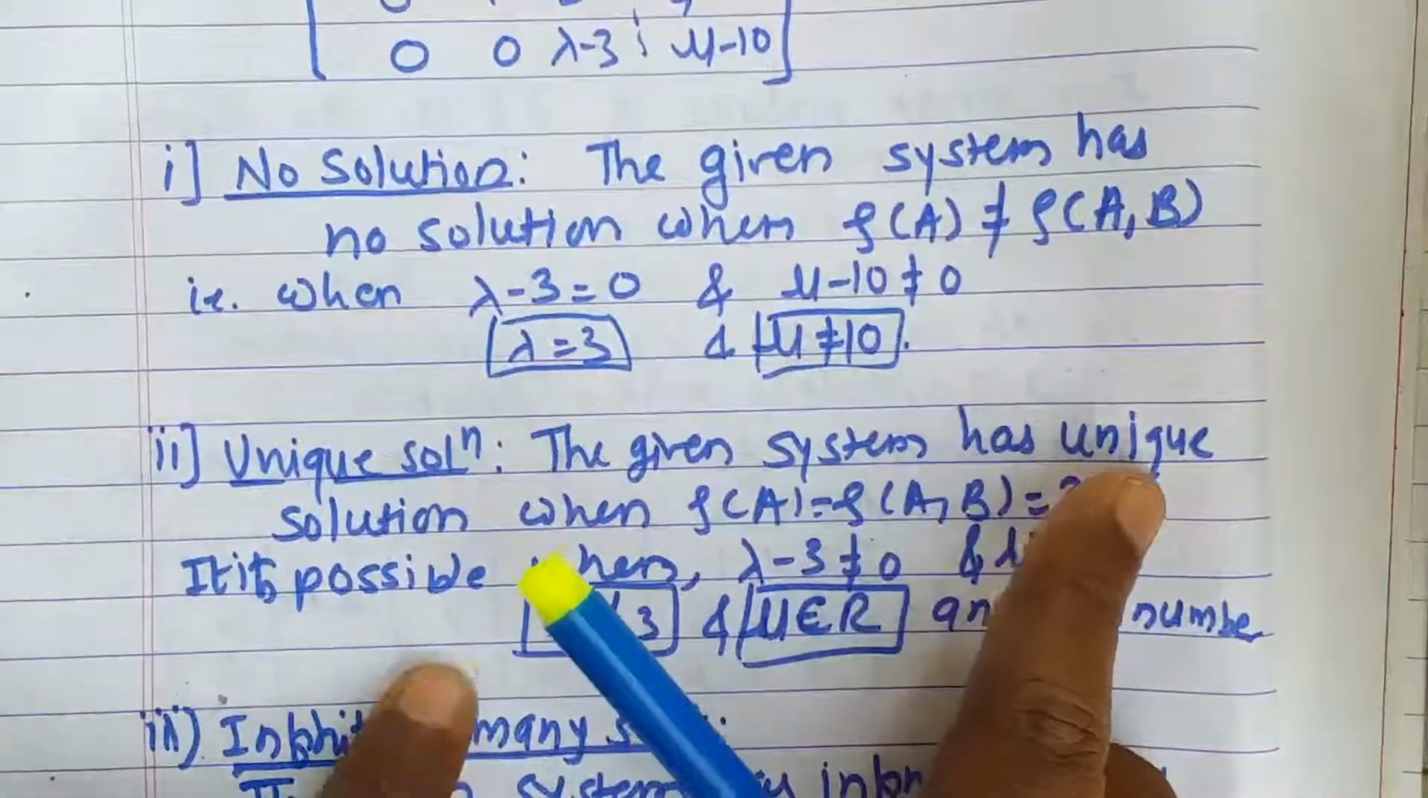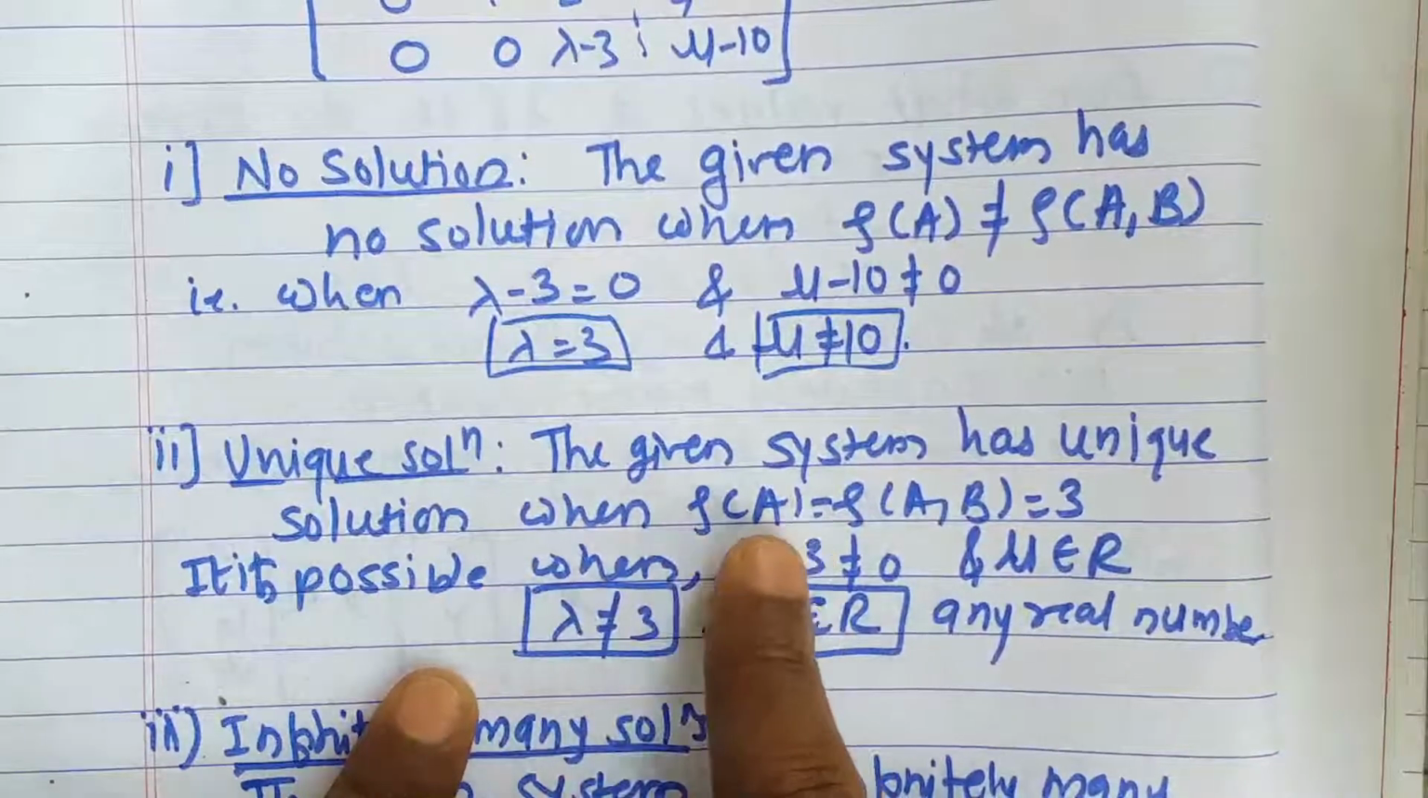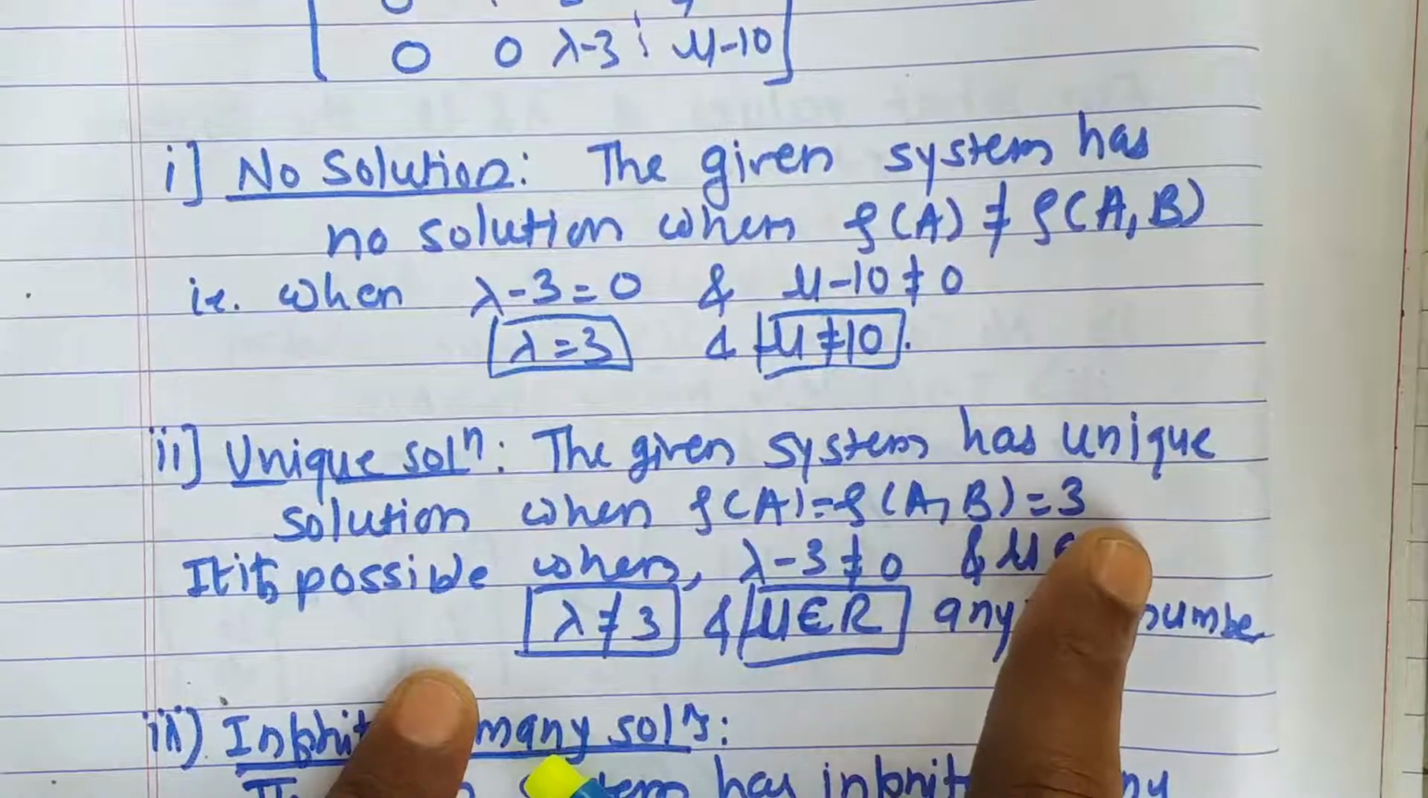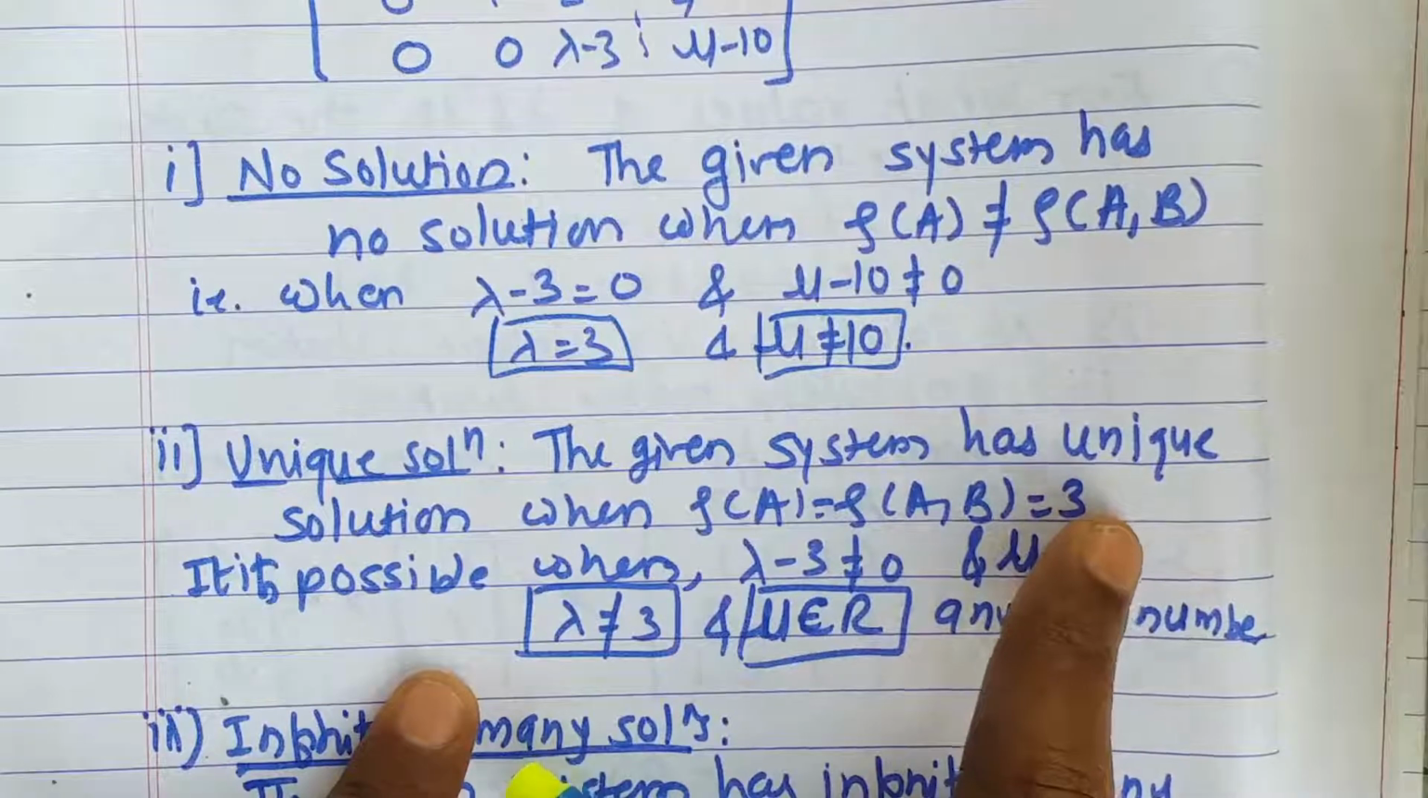Similarly, we'll check for the unique solution now. The given system has a unique solution when rank of A equals rank of AB equals the number of unknowns. The number of unknowns is 3 here.